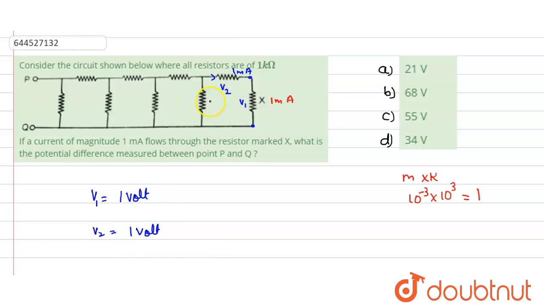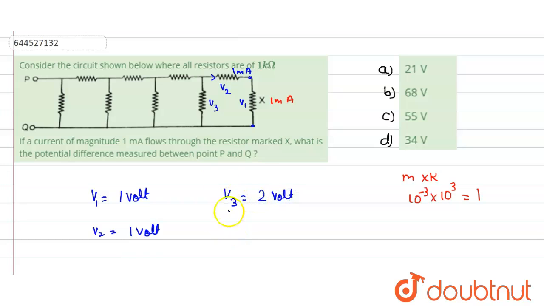Now let's say the potential here is V3. What would be the value of the potential V3? It would be the sum of the potential of this plus this. Why? Because if we apply Kirchhoff's voltage law, KVL, to this circuit, the net potential would be 0. Here the potential is 1 volt and here the potential drop is 1, so it would be 1 plus 1, that means 2 would be occurring here. So it would be 2 volt.